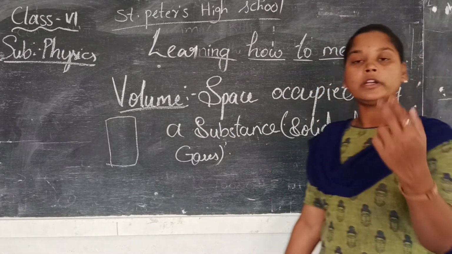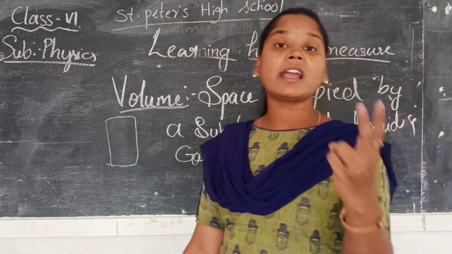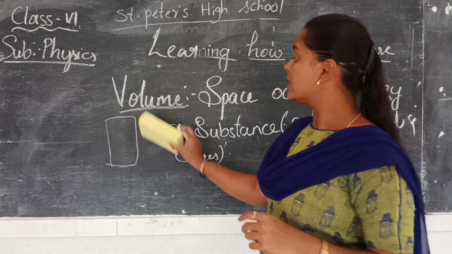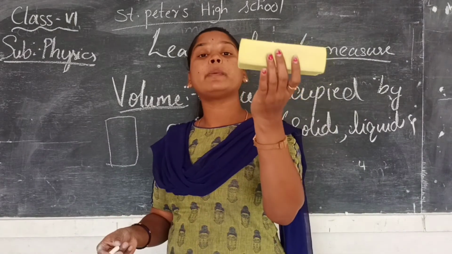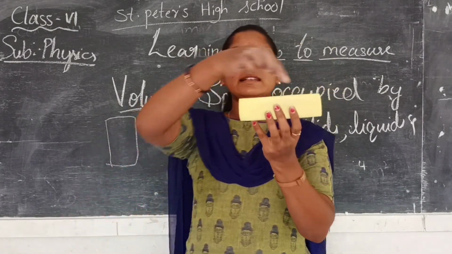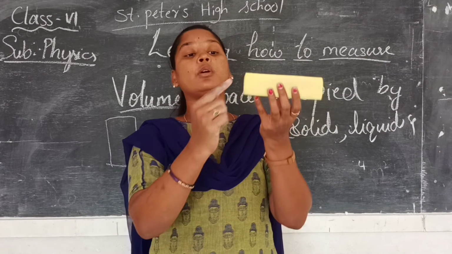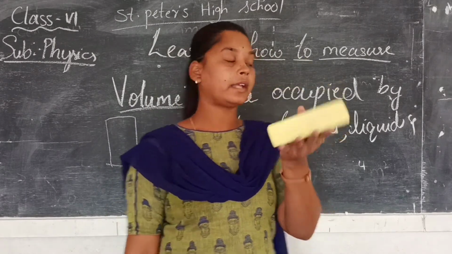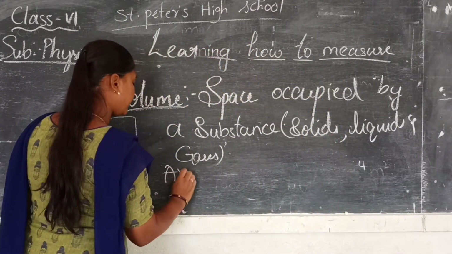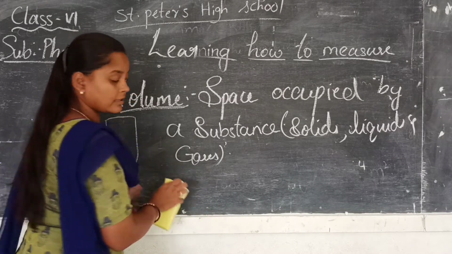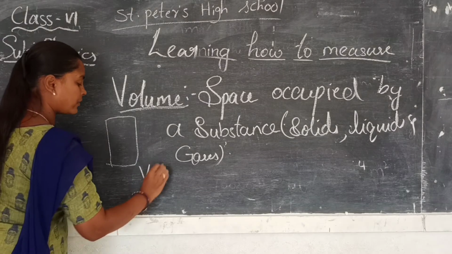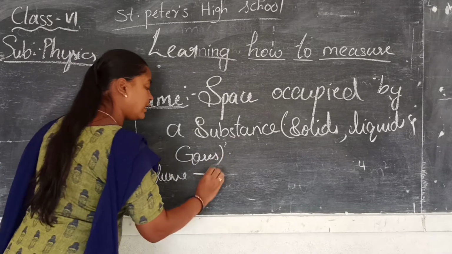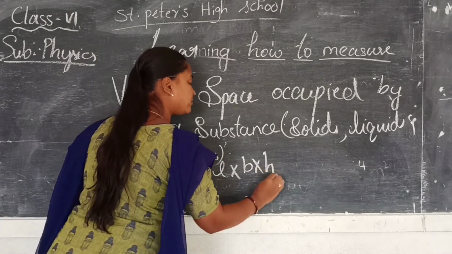For area, we need only two values, length and breadth, because we need only the surface. What about volume? It occupies some space. How much space is occupied by this duster? It has some length, breadth, and also a height. That means the volume of a rectangle can be written as length into breadth into height.